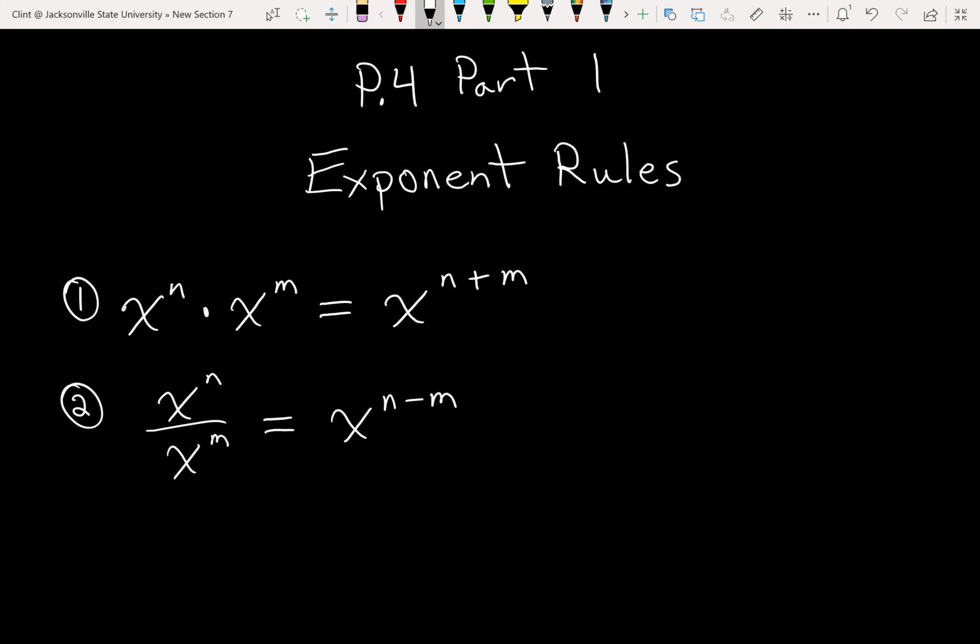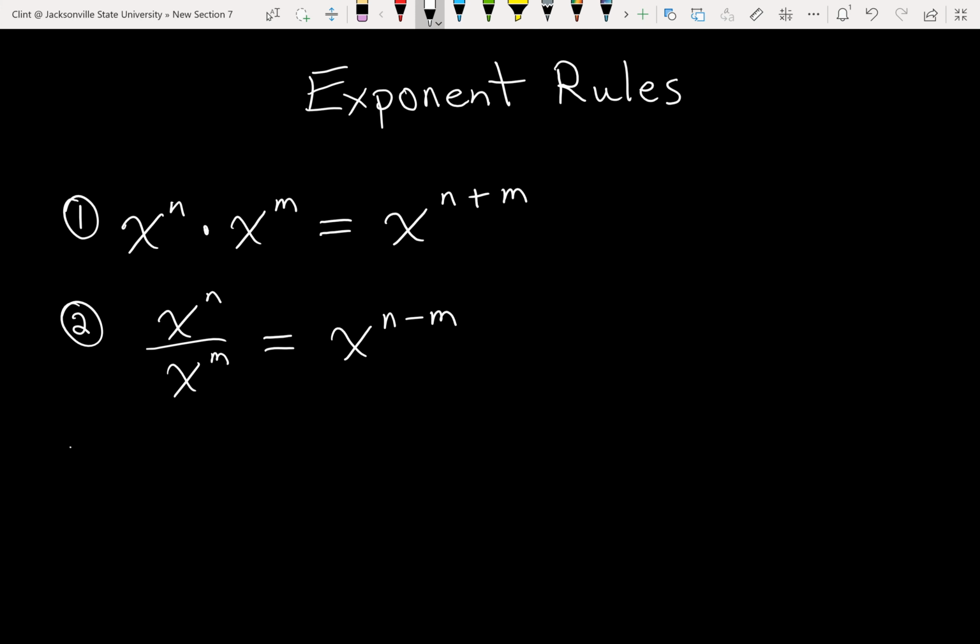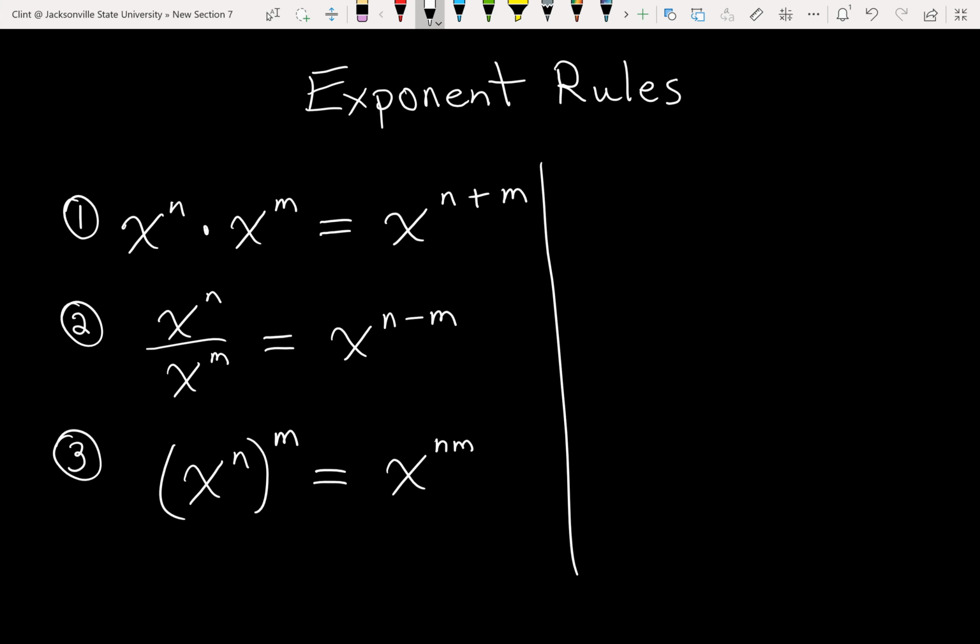And then rule number 3 is that if we have some term with an exponent and we're raising it to a power, so x to the n to the m power, then we multiply. Anytime we have two of the little numbers together, we multiply, so we get x to the n times m. Okay, so let's look at these with some numbers involved.